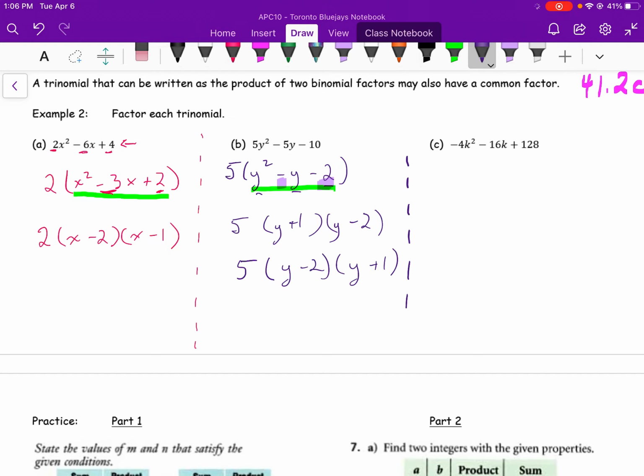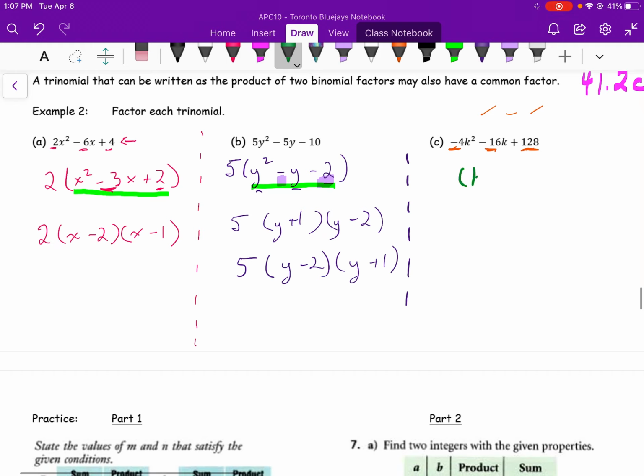Last but not least, C. So I just maybe have to think a little bit about C. In C, I notice that my coefficients all have a common factor of 4, for sure 4. Right? Negative 4 has a factor of 4, negative 16 has a factor of 4, and 128 has a factor of 4. How do I know 128 has a factor of 4? Because the last two digits are divisible by 4. That's how I know.